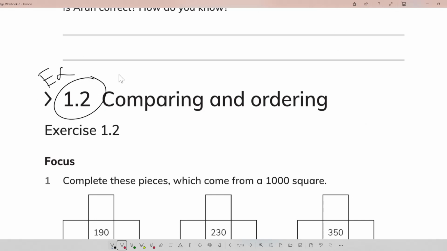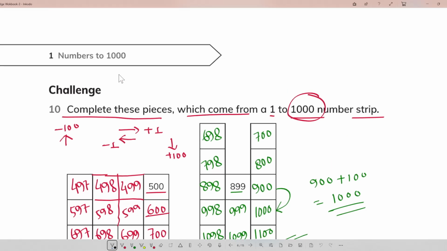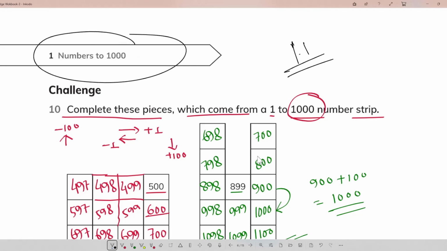We will start it in the next video. In this video I have tried to solve all questions of 1.1. Okay, all questions of 1.1 we already solved, and this is from unit 1, number 2, 1000.